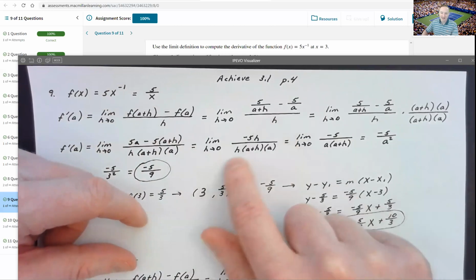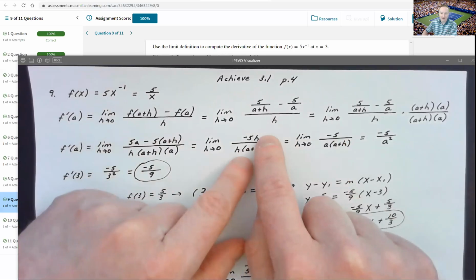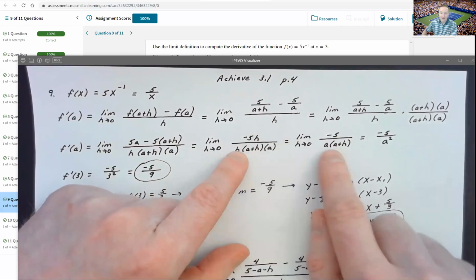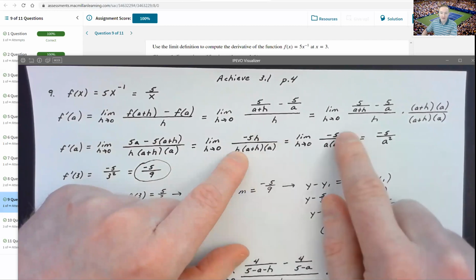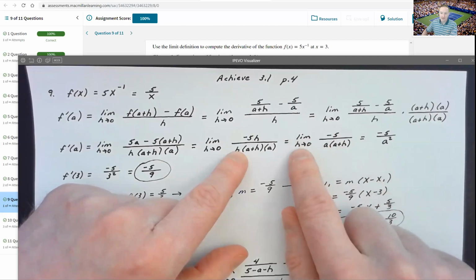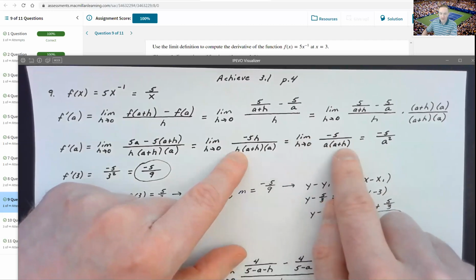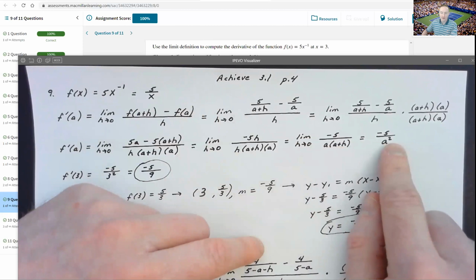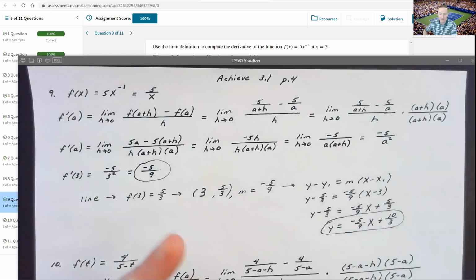So we can say from this step to this step, I can eliminate h because I have a factor of h in my numerator and denominator. That leaves me the limit as h approaches 0 of -5 over a times a plus h. Can I take the limit as h approaches 0 now? Certainly. If you do, that denominator is just a times a plus 0. That's a times a, or a squared. Your final derivative answer that we found algebraically is -5 over a squared. That would be the derivative at any value of x equals a.